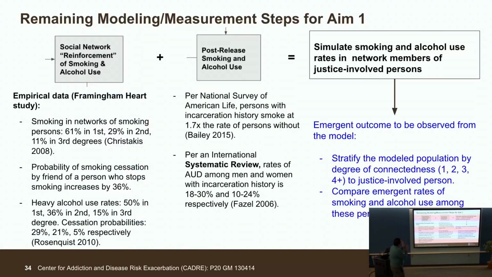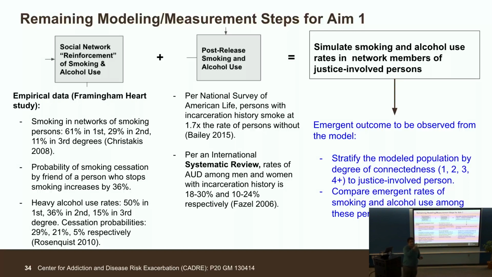So those 3 slides describe the bare minimum that we need to put the model together. And this is where things start to get interesting. There's separate data on smoking and alcohol use, published from the Framingham Heart Study in Massachusetts, that describes to what extent heavy drinking and smoking behaviors tend to cluster in social networks.